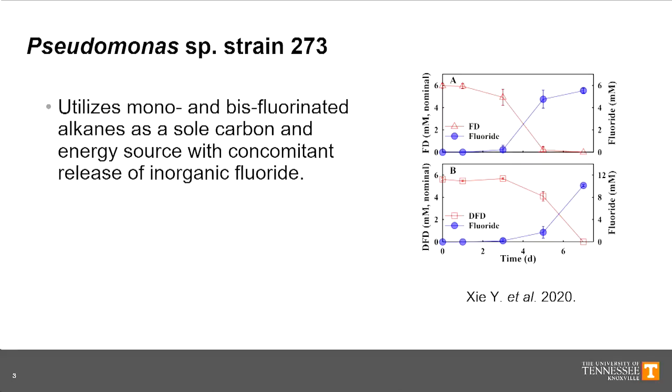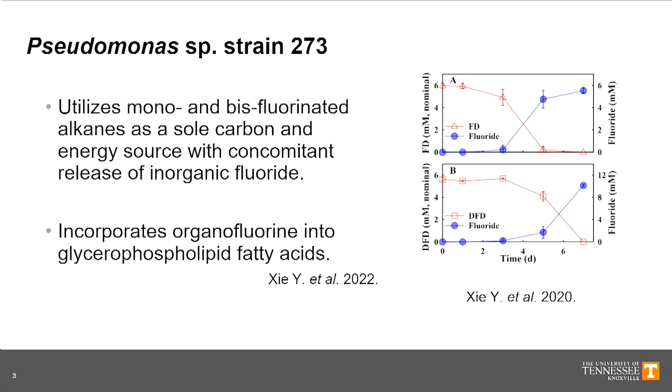So in our lab, we study this organism, Pseudomonas species strain 273. And this organism has been able to use mono- and bisfluorinated alkanes as a sole carbon and energy source. So we think of an alkane chain where the first and/or the last carbon is fluorinated, and this organism essentially consumes it. And when it breaks down these fluorinated alkanes, fluorine is released into the environment as fluoride, and then that fluoride is taken into the cellular membrane, and we see organofluorine incorporated into glycerol-phosphofatty acids. So we're essentially left with a fluorinated bacterium, which is really interesting.